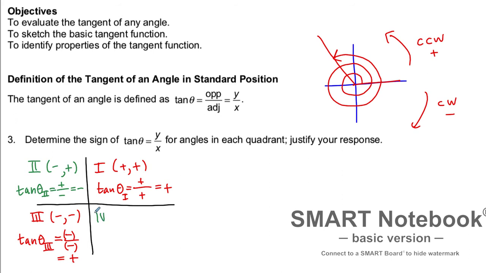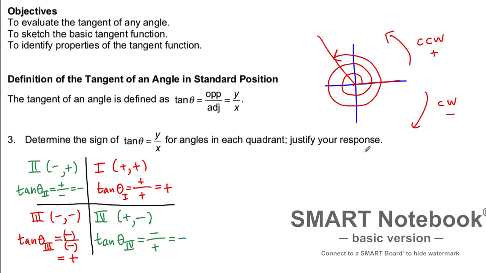Meanwhile, in quadrant number 4, we're going to the right, so x is positive, but we're going down, so y is negative. And tangent for any angle theta in quadrant 4 will be the y divided by the x by the upgraded definition, and so negative divided by positive is negative. So we see that the tangent of any angle in quadrant 2 or 4 will be negative.